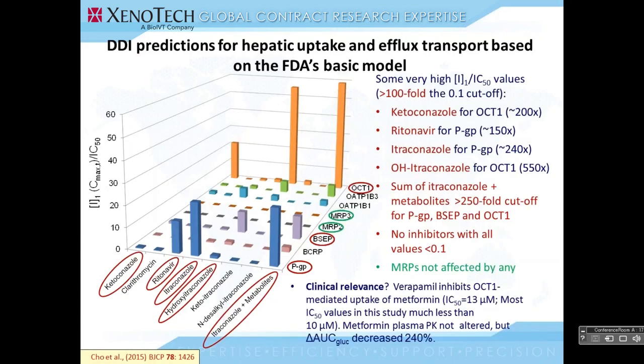So we have to ask ourselves, what's the clinical relevance behind this data? Currently, there's not much clinical information regarding DDIs with drug transporters in the literature. We do know that verapamil can inhibit OCT1-mediated uptake of metformin with a calculated IC50 value of approximately 13. What's interesting is that on the surface this would not actually cause a problem because plasma PK of metformin is not altered. But on the other hand, what we see is a major shift in the AUC of glucose. In fact, it decreases over 240% in the presence of verapamil. So these data demonstrate that while we might not always see a direct effect on the victim of the DDI, there can be downstream effects that lead to clinically relevant interactions.